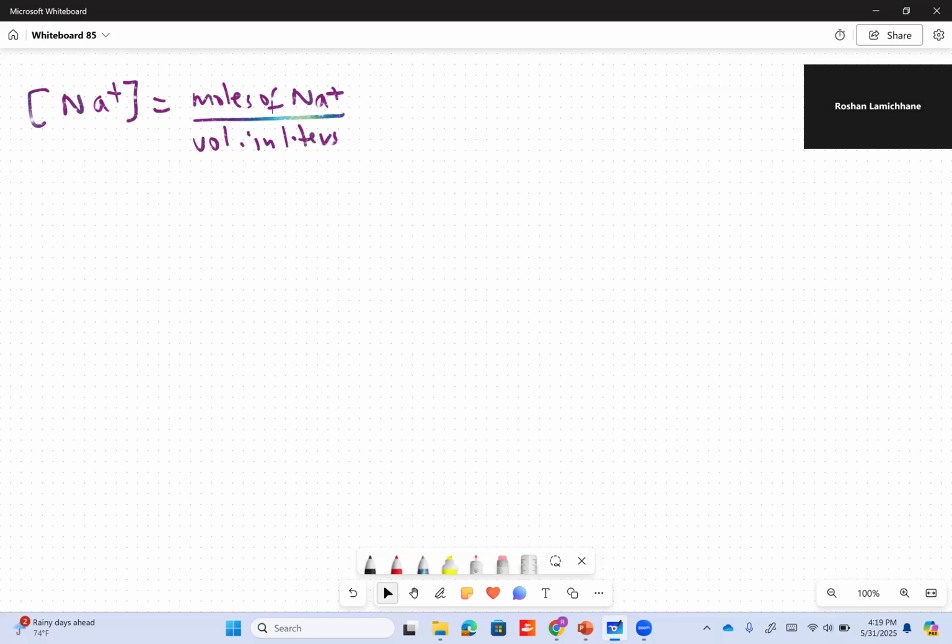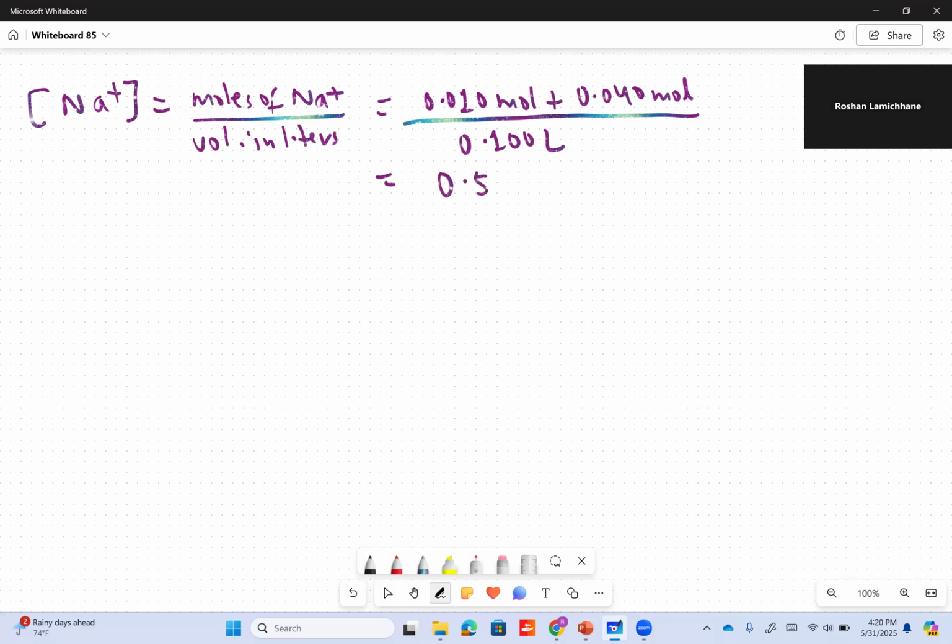Now, what I'm going to do is add the moles of Na plus from both solutions. My first solution had 0.010 mole of Na plus, and my second solution had 0.040 mole of Na plus. My final volume, remember, was 0.100 liters. Now I do my math, and I'm going to end up with 0.50 molar.